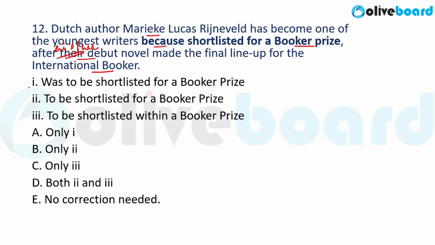So let us go through the options that are given. Was to be shortlisted or to be shortlisted within a Booker Prize. Now options 3 and 1 are incorrect. Why? Because this Dutch author has become one of the youngest writers to be shortlisted. That is, he is one of the youngest writers to be shortlisted for a Booker Prize ever. Hence, option 2 here is the correct answer. And this is indicated by option B. So, option B here is the correct answer.